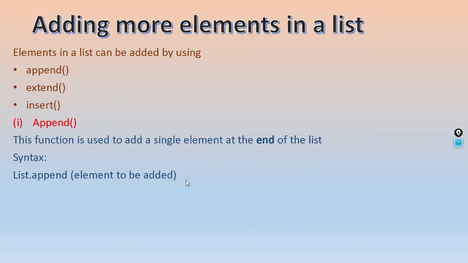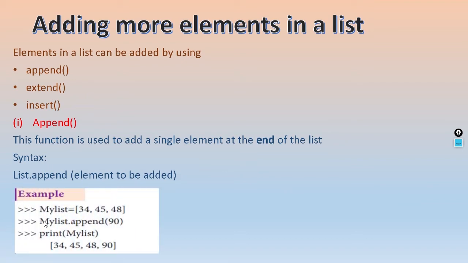What is the syntax? list dot append, within parenthesis the element to be added. So we write the list name, then a dot, and then the function name, that is append. Append is a function, so we have to write the parenthesis. Inside the parenthesis specify the element. Only one element or one value has to be written within the parenthesis, and that element will be added at the end of the list.